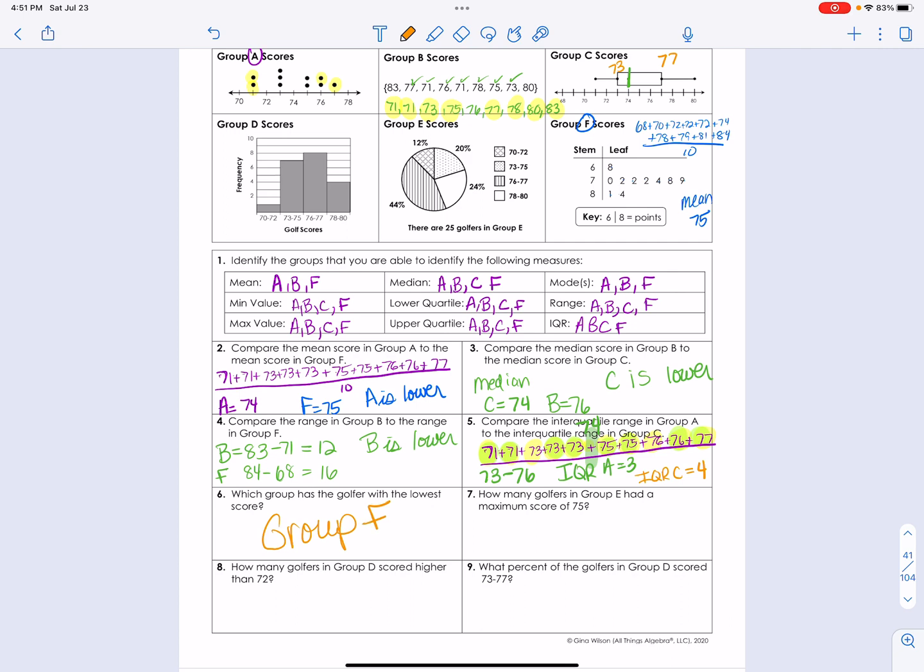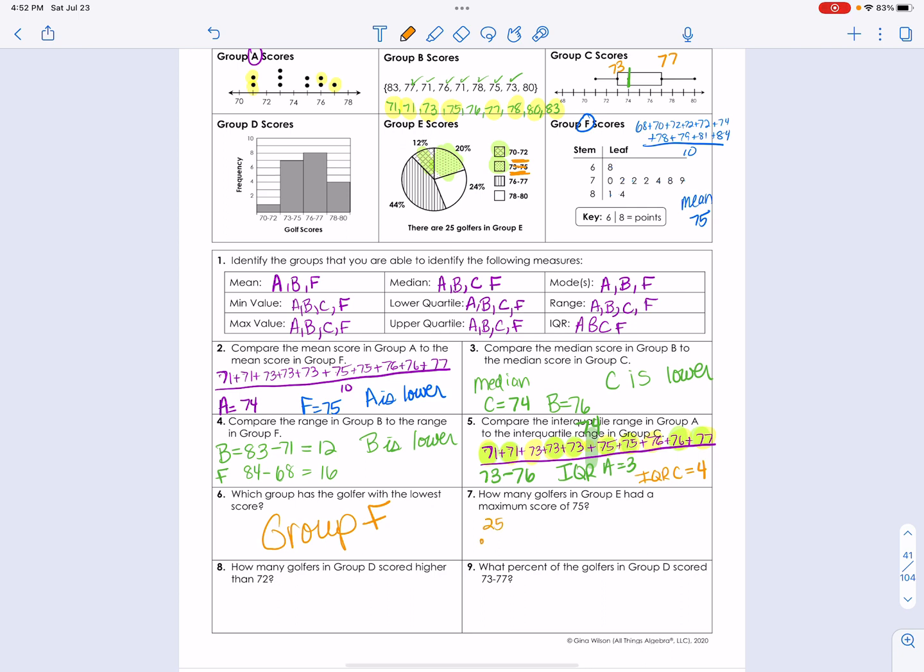How many golfers in group E, sorry, I can't even read. Group E had a maximum score of 75. So the max was 75, so it's going to be this one and this one. So let's go to those groups. So the squares, 12%. And the dots is 20%. So it's 32% of 25.